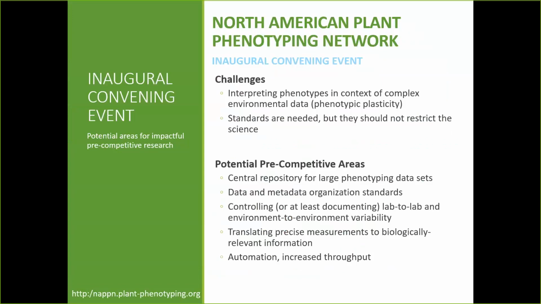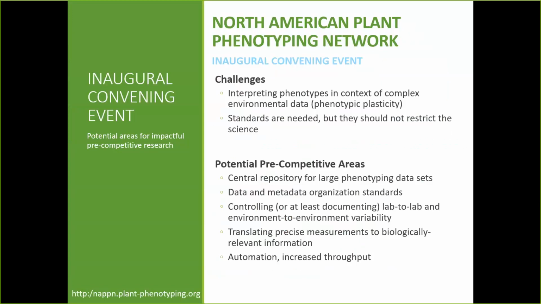Controlling and documenting variability. Translating these precise measurements to biologically relevant information, kind of the holy grail of phenotyping, and then also looking at the potential for automation and increased throughput as a potential pre-competitive area. So these are some of the big learnings. Some of them will be easier to pursue and more straightforward than others, but this was really what the community said they wanted as a result of this phenotyping convening event at Purdue in August of 2016.